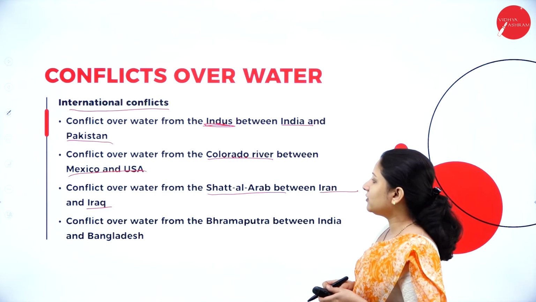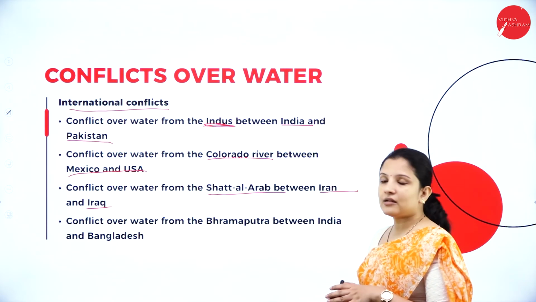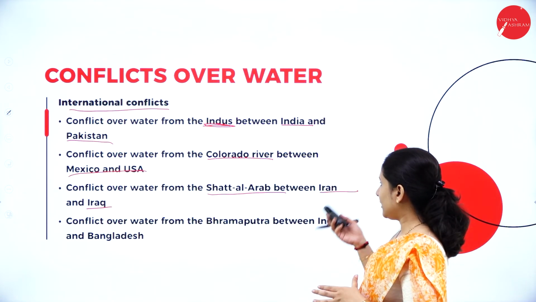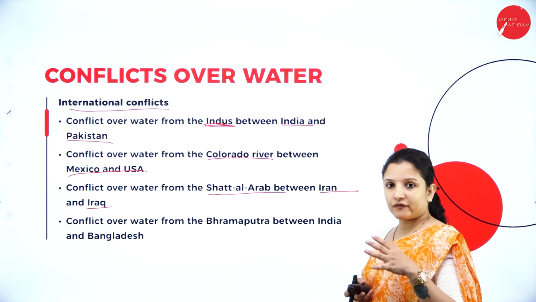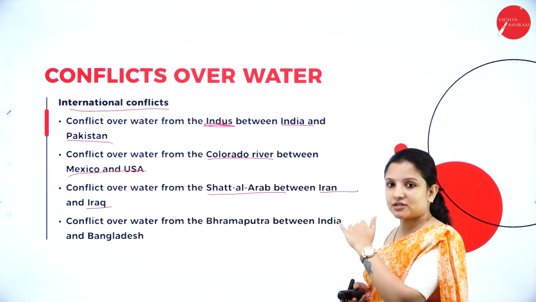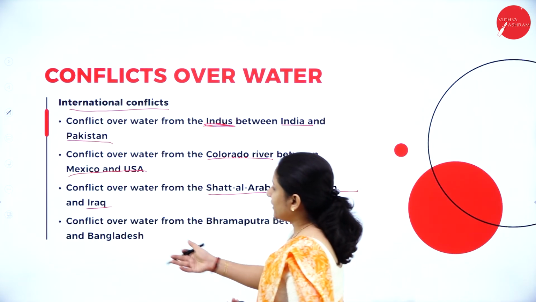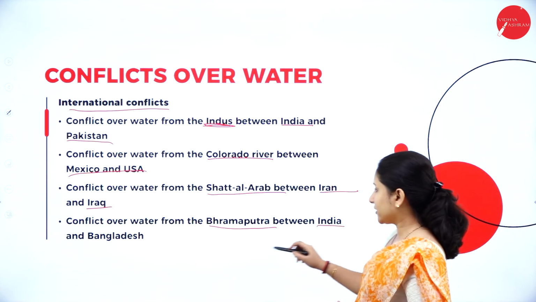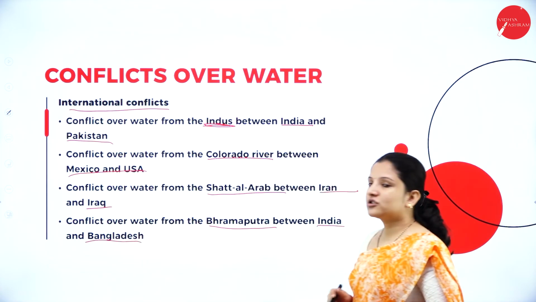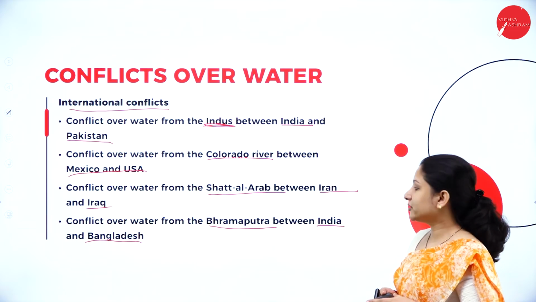Conflict over the Shatt al-Arab between Iran and Iraq. There is a river called the Shatt al-Arab. It flows between Iran and Iraq, and there is always a conflict over water between these two countries for this particular river. Next, conflict over water from the Brahmaputra between India and Bangladesh. The Brahmaputra river flows between India and Bangladesh. There also there is a conflict.